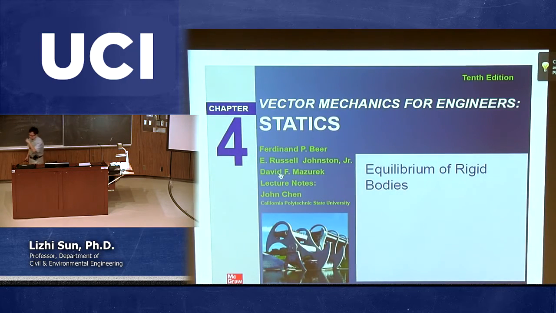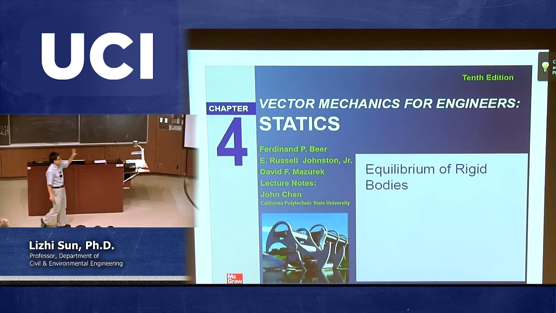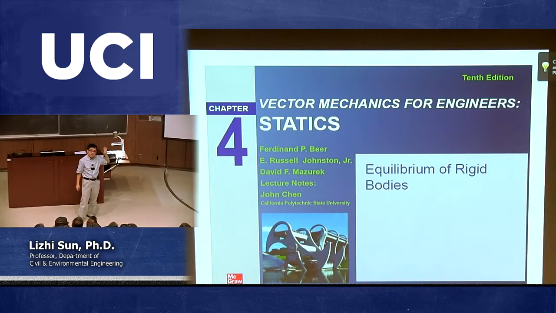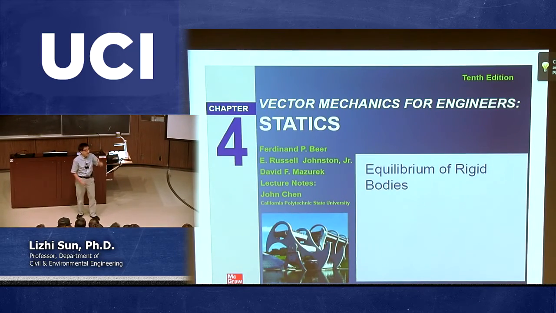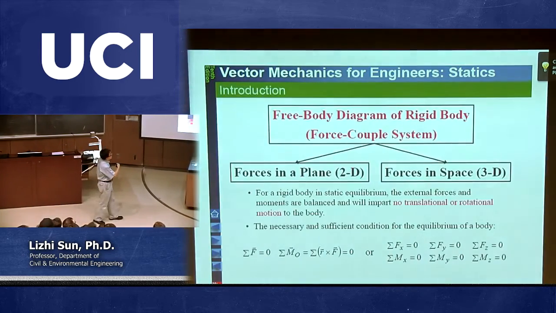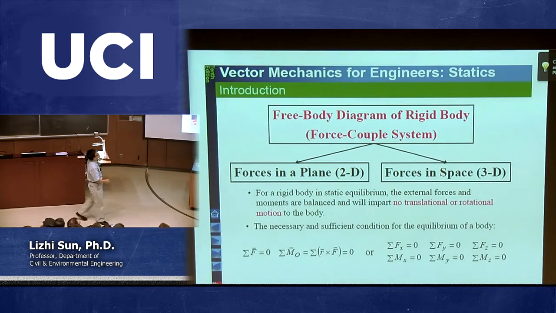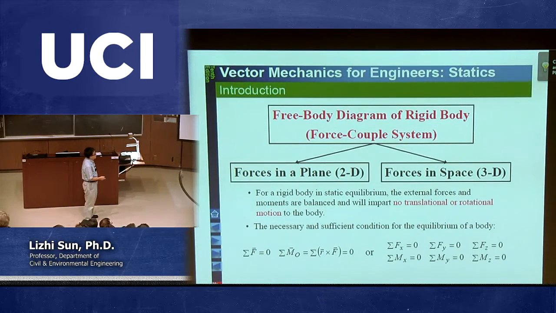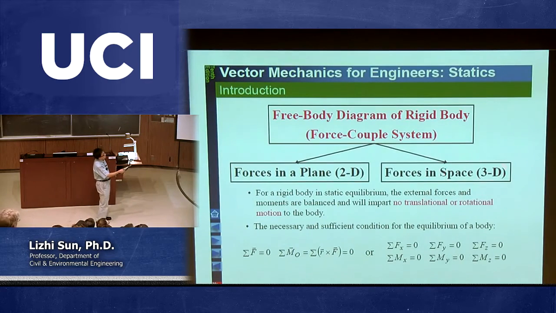Okay, so now we move to the key part, which is chapter 4. Chapter 4 is the key for this class, but actually it's very straightforward because basically we talk about two cases, right? One is a two-dimensional case, one is a three-dimensional case. We'll talk about the three-dimensional case first, okay?